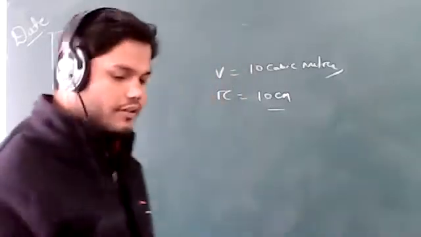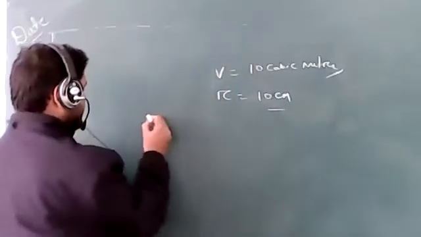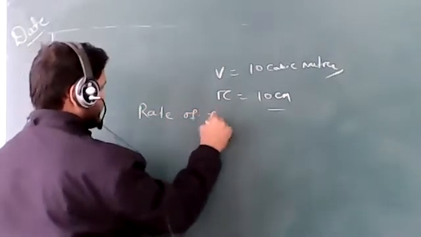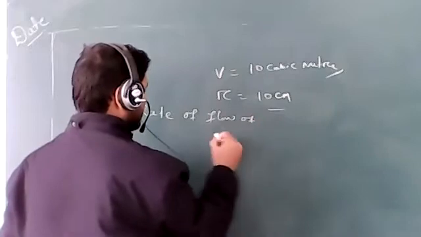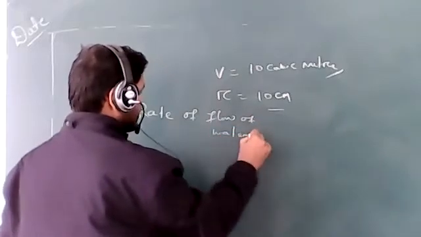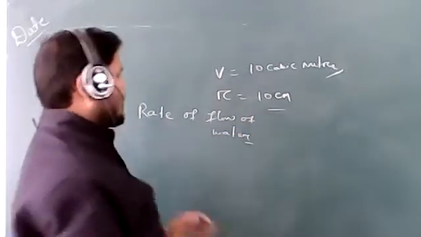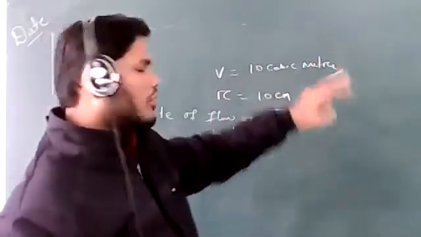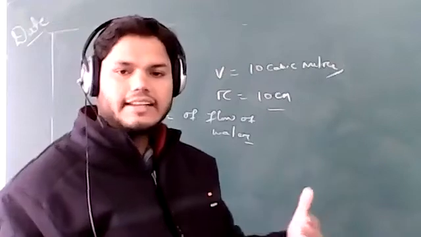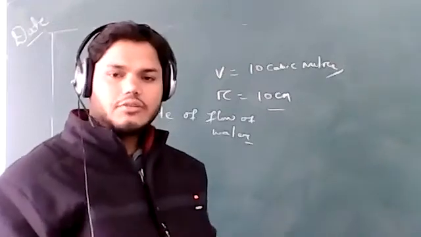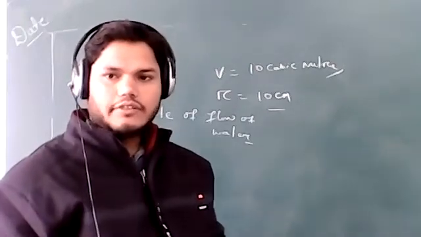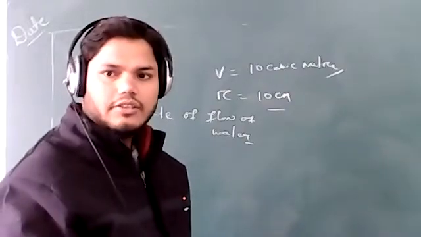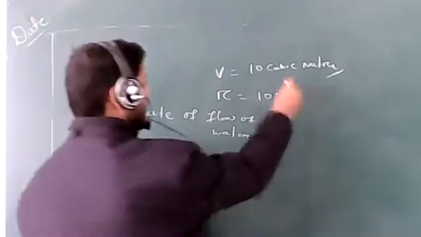What are the given things we have to first read? First of all, the rate of flow of water: how much water is flowing per second? It is given as 10 cubic meter per minute, so you have to convert it into seconds first.